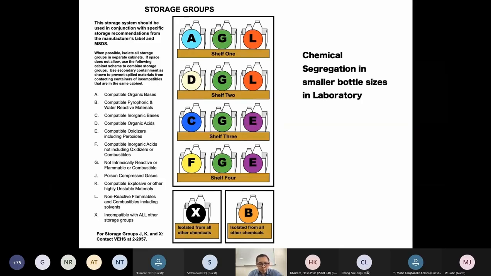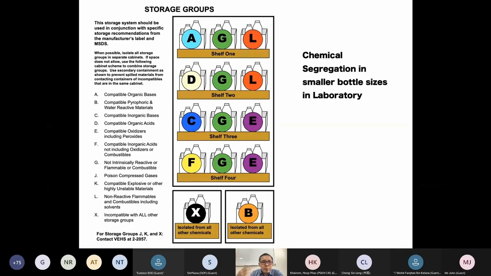I want to quickly go through what all these numbers mean to give you an idea, and I hope you can use these ideas in your lab in terms of how you store and segregate your chemicals. I want to highlight a few chemical groups first. Look at the X, the B, and also the K. Even though it's a bit small, look at the B, X, and K. These three groups are to be stored in separate cabinets, each one a small compartment, their own cabinet.